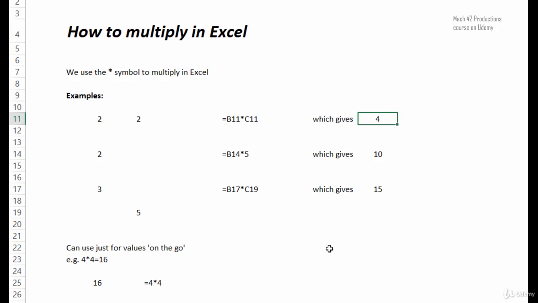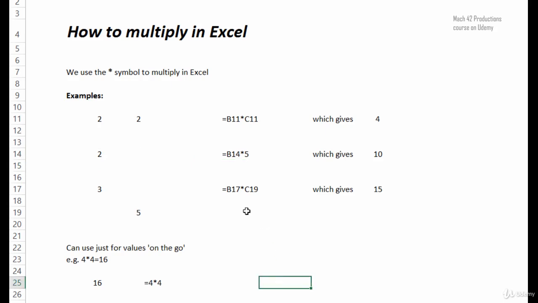Another use for this multiplication symbol is to basically take a value in a cell and then multiply it by a value that's not in a cell. So for example, if we wanted to multiply this value by 5, we would click into a cell and write equals B14 times 5, and this would give us 10.